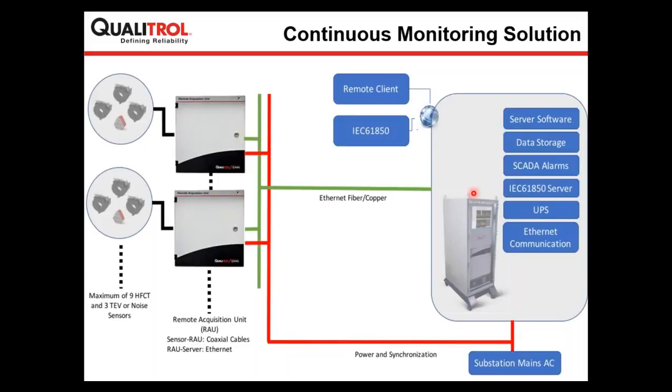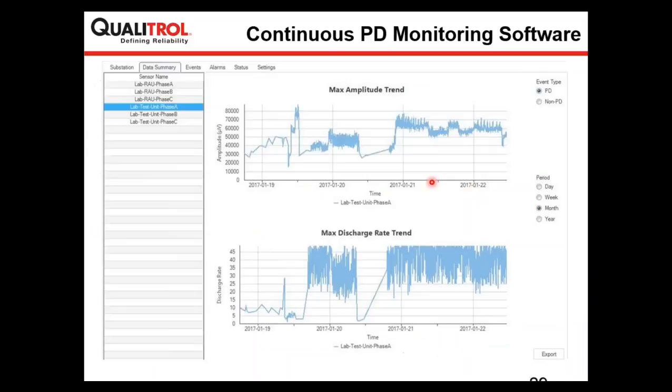Here is a little bit of the screenshot. On the server software you can have the graphs of the trends lasting for the last month or the last year or for one day, and you can see the PD or the non-PD events, and at the same time, apart from the maximum amplitude, you can see the discharge rate on the graphs.